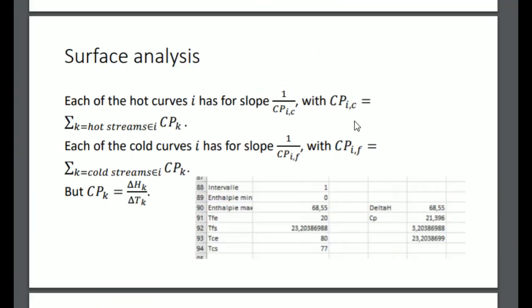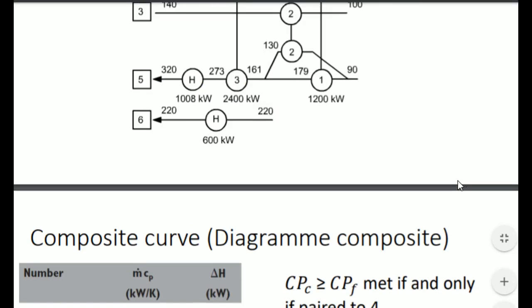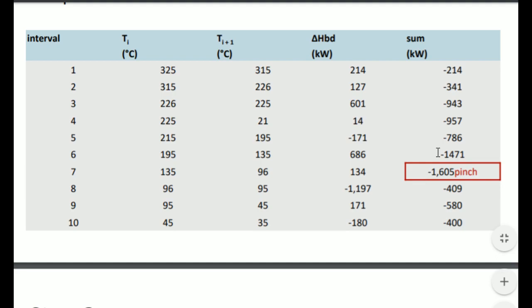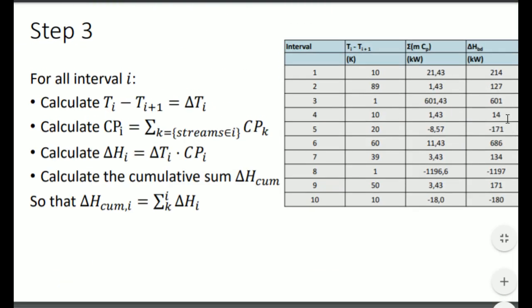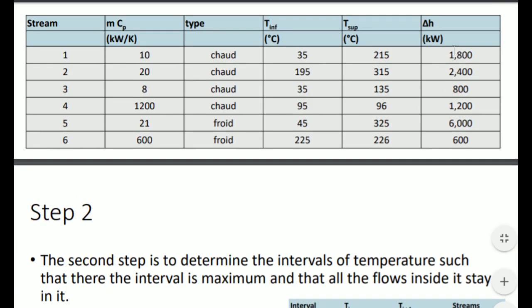Also, I might not have mentioned, but the values of the delta H that you pick up here are the values of H, obtained by summing the delta H that we got earlier. So just do MCP times the delta T, and you get the values of delta H. For example, if I have one of my intervals that is chaud, so hot, with the streams 4 and 2, I will just do the delta H that is equal to this plus this. Very simple.